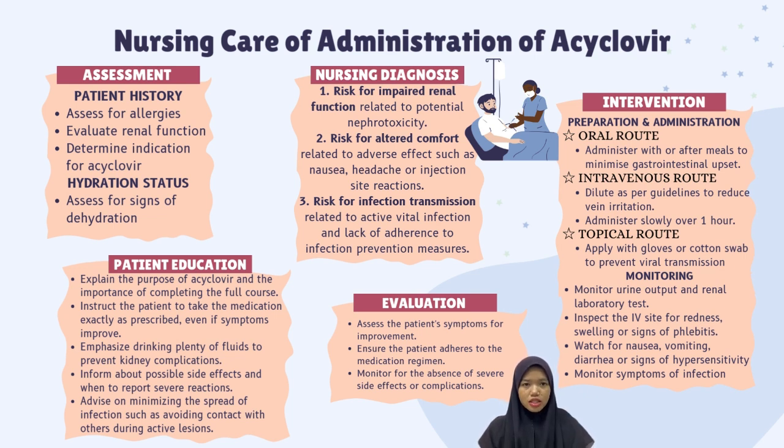For patient history, firstly, we need to assess for any allergies, especially to Acyclovir or severe antiviral medication. Secondly, evaluate the patient renal function by checking lab results like serum creatinine and BUN because Acyclovir can affect the kidney. Thirdly, confirm the indication for the medication such as treating an active infection or using it as prophylaxis. For hydration status, assess for signs of dehydration since dehydration increases the risk of kidney complication. If needed, encourage fluid intake to ensure the patient is well hydrated before administering the medication.